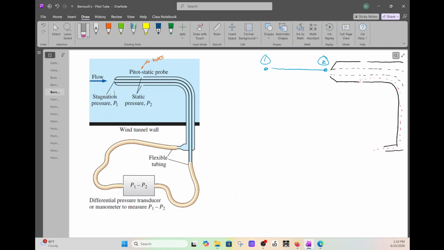So they're hooked up like this. This is a separate pressure, hooked up to this pressure sensor. And then this other one is hooked up here, around that other tube. And they're hooked to the other side, and you actually measure a delta P.